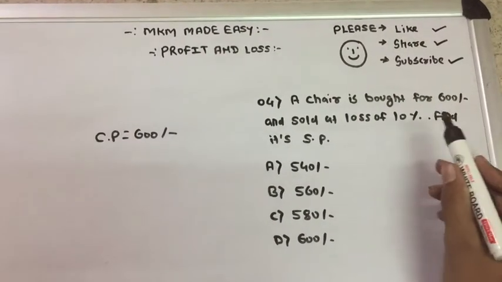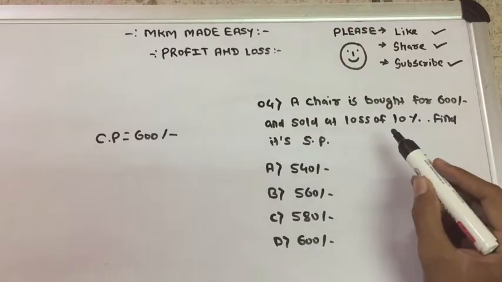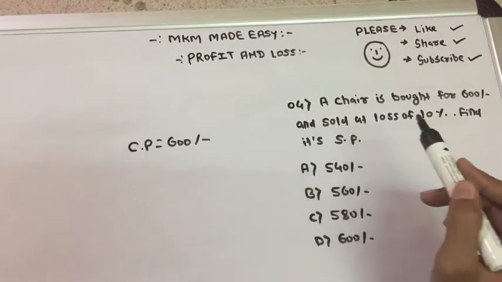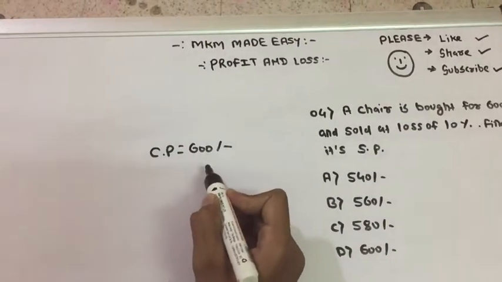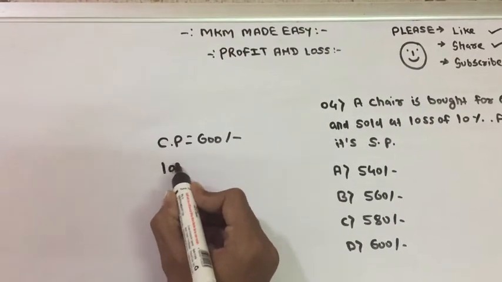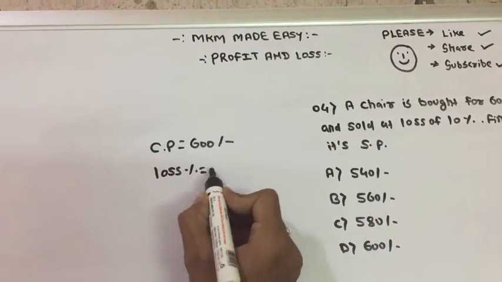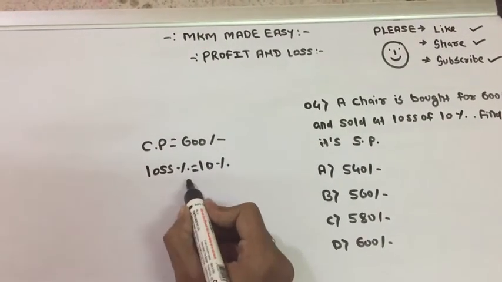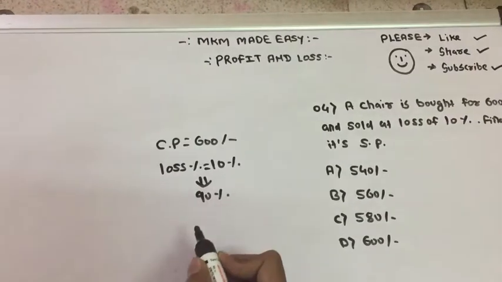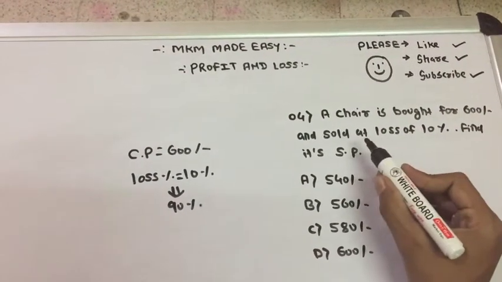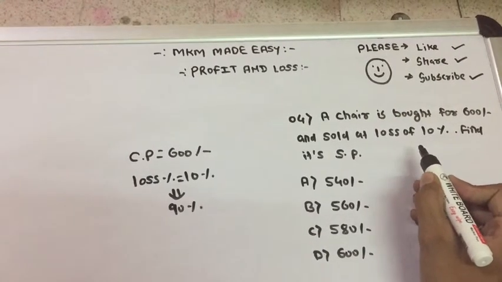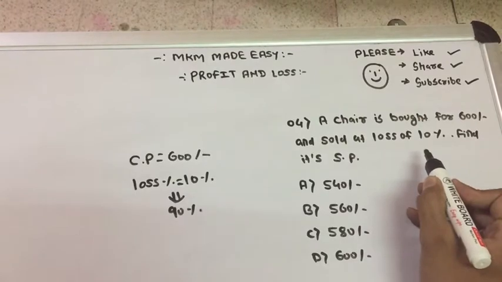A chair is bought for 600 rupees and sold at a loss of 10%. Find its selling price. So a chair is bought for 600 rupees, that means the cost price equals 600 rupees, and sold at a loss of 10%. So the loss percentage is 10%. We can take this as 90%. By selling the chair at a loss of 10%, the person is suffering a loss of 10%.